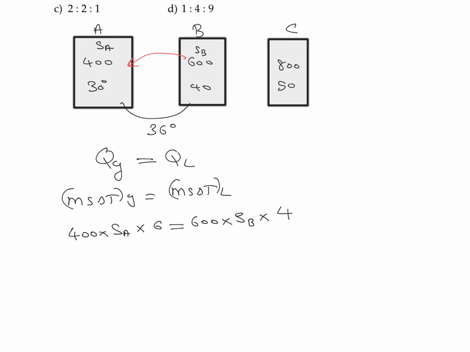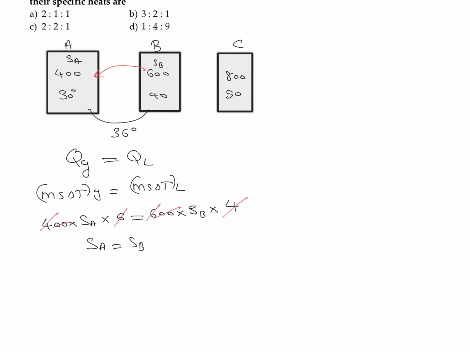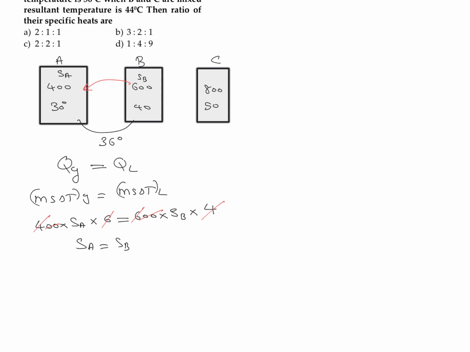So we can find out the relation between SA and SB. We can cancel 100 and 100, 4 and 4, and 6 and 6. So we get SA is equal to SB, or SA by SB is equal to 1:1. So their ratio is same. Now we can identify the value for C.